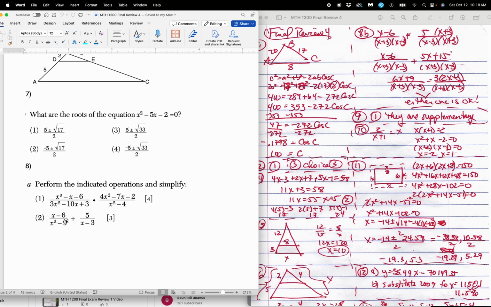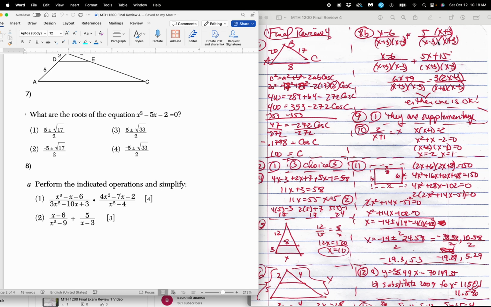Now, to add, you need a common denominator. So I factor out the x squared minus 9, and that's x plus 3 times x minus 3. And on the right, we had 5 over x minus 3, x minus 6 in the numerator on the left. So what does the denominator on the left have that the right needs? It needs an x plus 3. And what does the denominator on the left have or need that the one on the right has? And the answer is nothing.